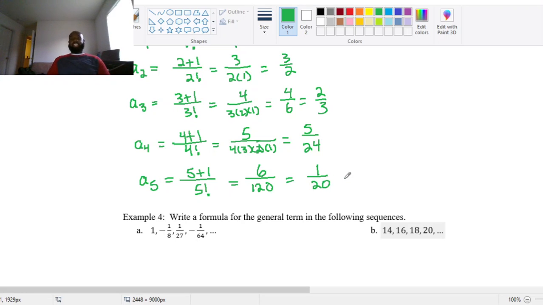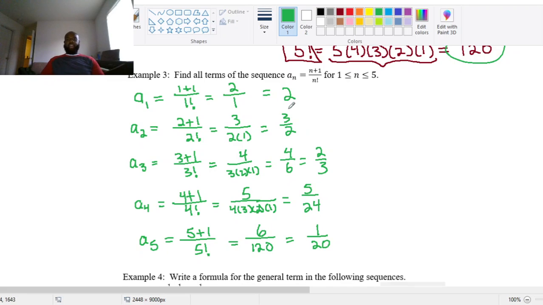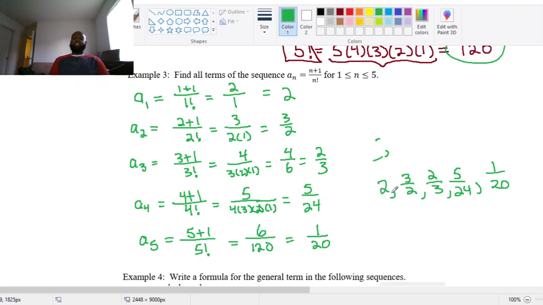So one of the things that's hard about this, right? If I were to give you this list of numbers here: 2, 3 halves, 2 thirds, 5/24, and 1/20, it would be mighty hard to figure out what this original sequence was, right? As you go through more math, you will learn techniques that allow you to do that.